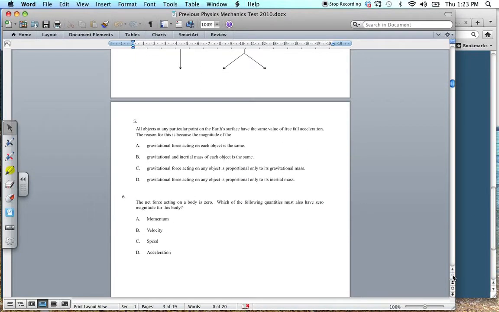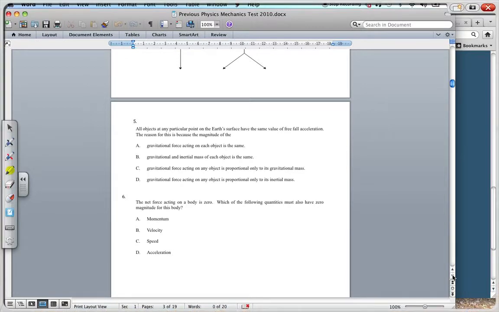Going on to question 5, we have all objects at a particular point on the Earth's surface have the same value of free fall acceleration. The reason for this is because, now I'm going to need to do a little bit of explanation here. We usually do this a bit later in the curriculum, but we define mass in two different ways. We define it by Newton's second law, that force is equal to mass times acceleration. So I can calculate the mass of any object by applying an unbalanced force on it, dividing it by the acceleration that it produces, and it will give me the mass. And we call this the inertial mass.